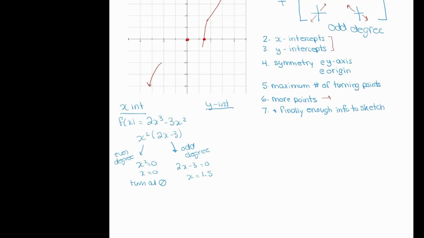Remember, our y-intercept is just where x equals 0. So we're going to use our equation and just plug in the value of 0. So f at 0 is equal to 2 times 0 cubed minus 3 times 0 squared. I think you probably already came to the same conclusion that that equals 0. So that gives me a y-intercept of (0, 0), which I've already got on there. So we know that it's turning here.